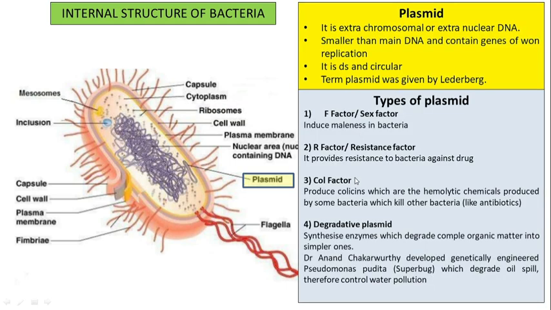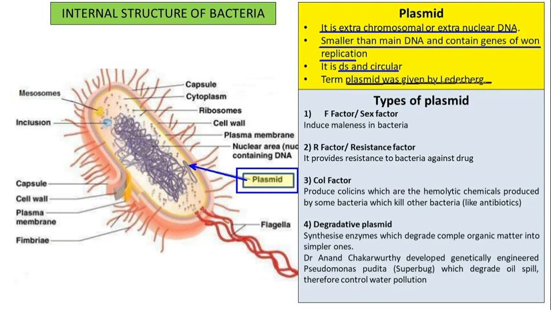The next organelle is the plasmid. Plasmid is one of the most important organelles. So the plasmid, as you can see here, this is the plasmid. Plasmid is basically extrachromosomal or extranuclear DNA. So it is DNA, but it is extra to what is there in the nucleoid. So it is additional DNA. It is smaller than the main DNA and contains genes for replication. It is double-stranded and circular. It was discovered by Lederberg.